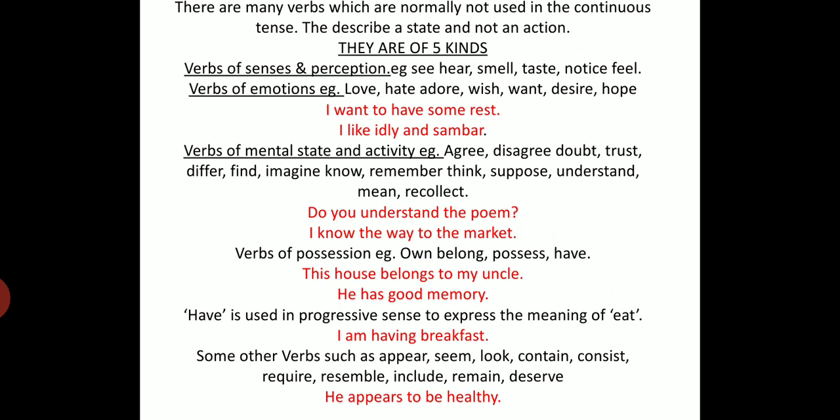Now there are many verbs which are normally not used in the continuous tense. They describe a state and not an action. Such words are called stative words. Now these verbs are of 5 kinds, children. One is verbs of senses and perception. For example, see, hear, smell, taste, notice, feel.